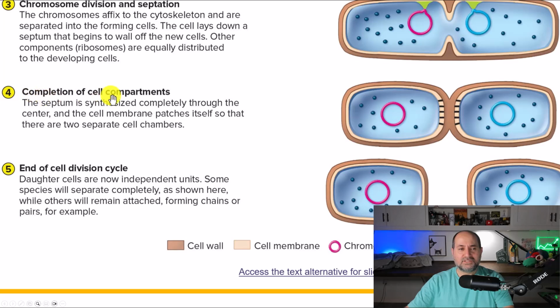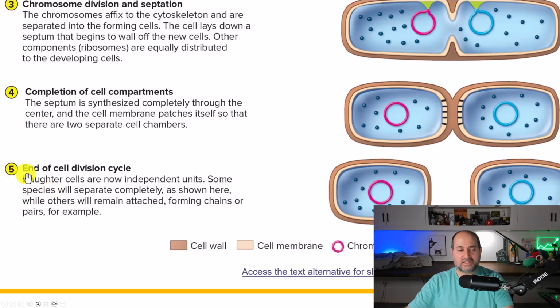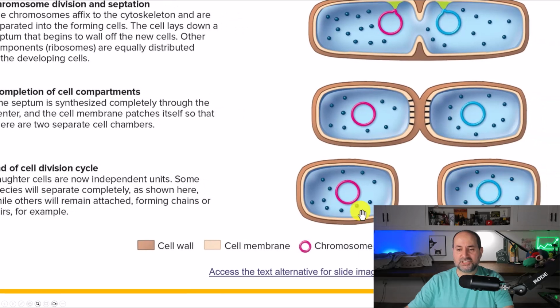Step 4, completion of cell compartments. The septum is synthesized. You see, now the septum has fully formed, so you have 2 distinct daughter cells. And each daughter cell has a membrane around the cell. And then, of course, step 5, end of cell division. The daughter cells are now independent units. You have 2 genetically identical daughter cells.